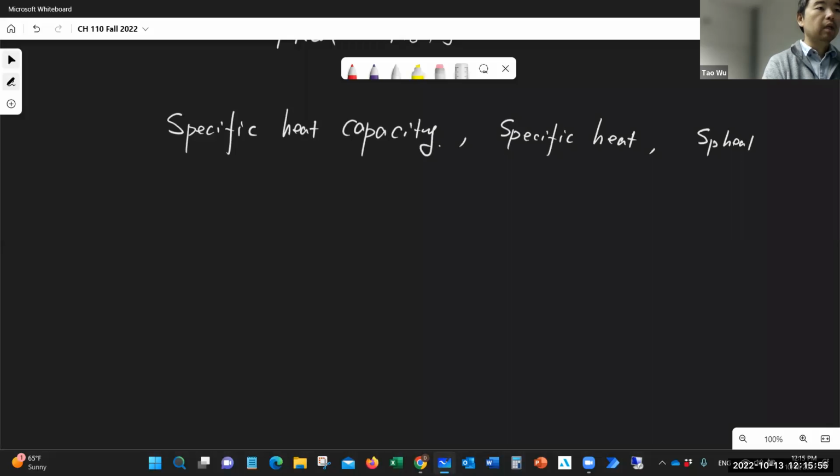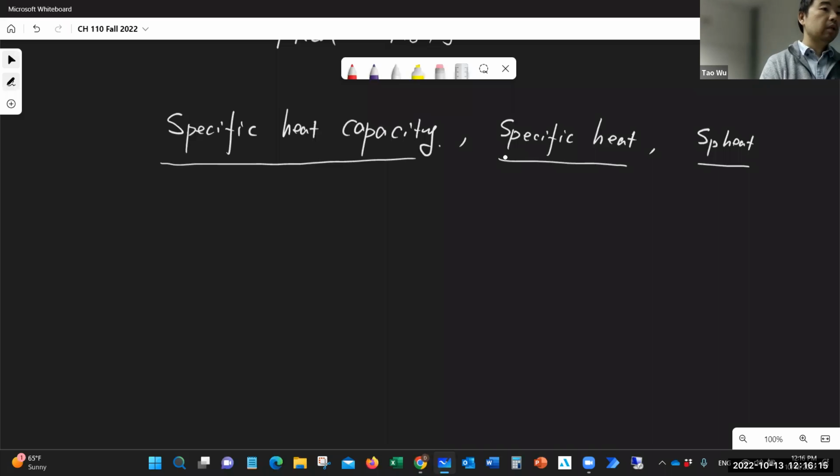It's called specific heat capacity. A lot of people call it specific heat, or people call it SP heat. So there are a lot of different names. If you want to search online, or search on YouTube, those three all talk about the same thing: specific heat capacity, specific heat, and SP heat.